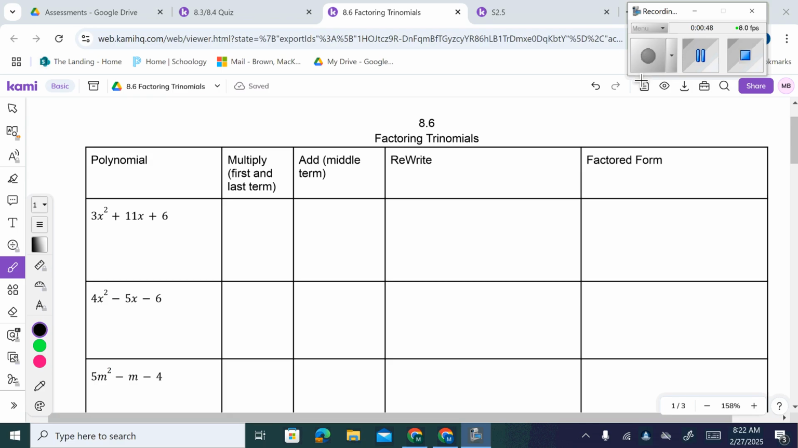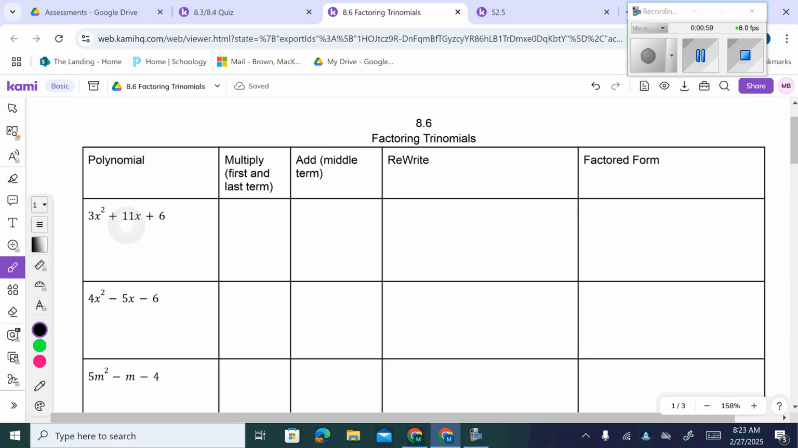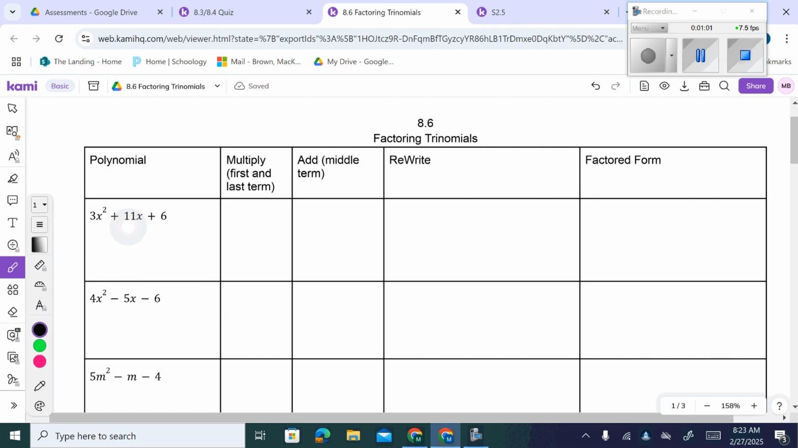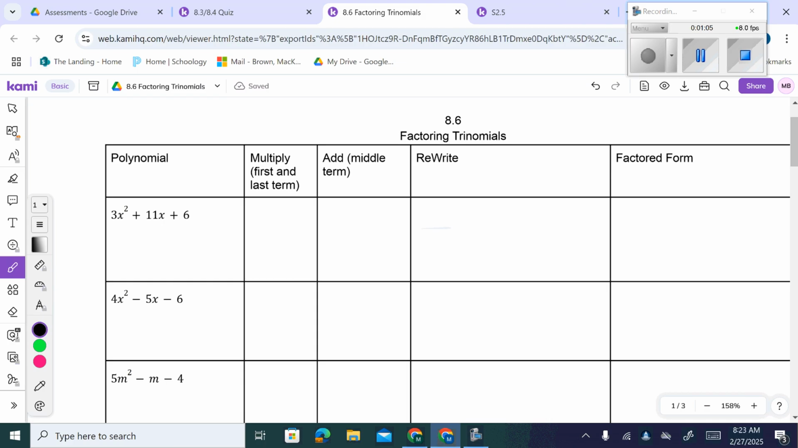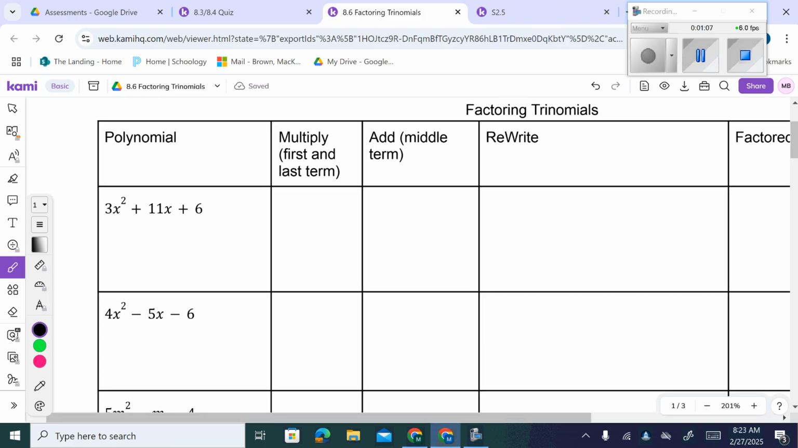the way you're going to do this is this thing called magic numbers. We're going to find two numbers we can use to replace this number in the middle. If I replace one number with two, now we'll have four terms. First thing you're going to do to figure out your magic numbers, you're going to multiply your first coefficient and your last coefficient together. So it's 3 times 6.